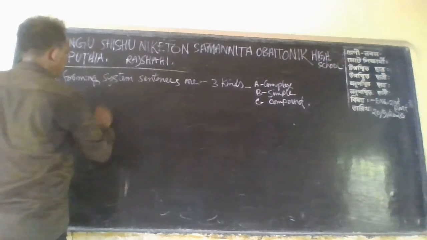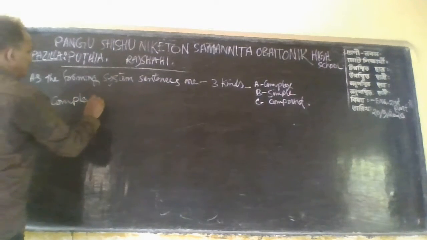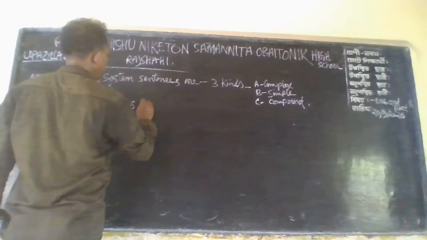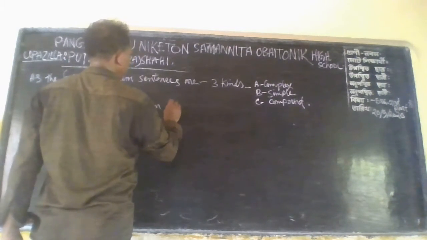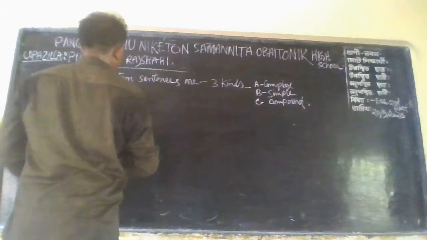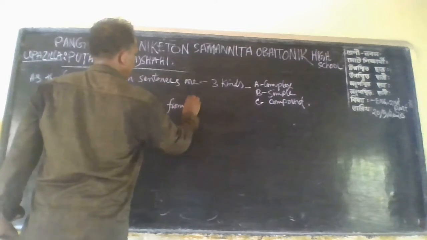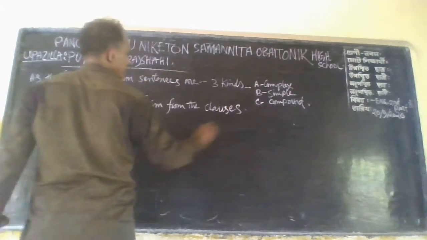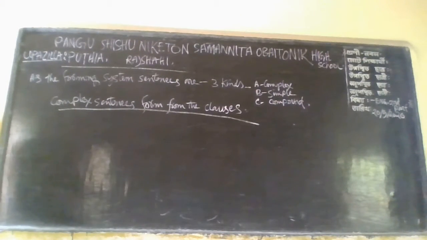However, we come to the point: what is a complex sentence and how is it formed? Complex sentences are formed from the clauses. That means the question arises: what are clauses?